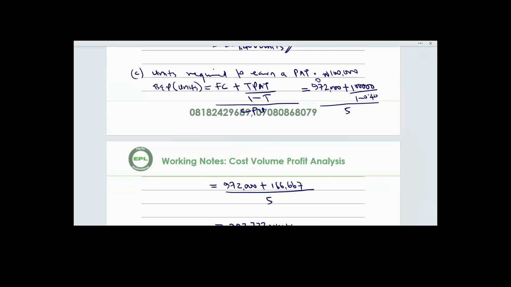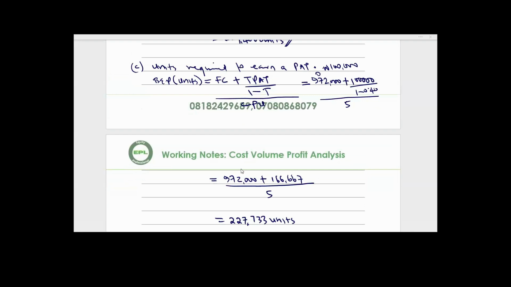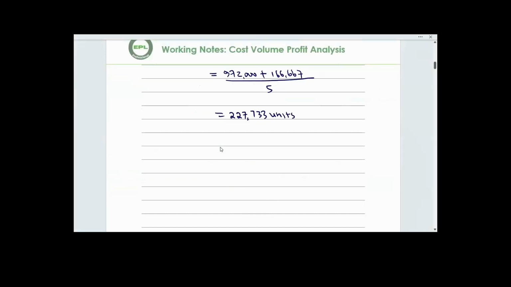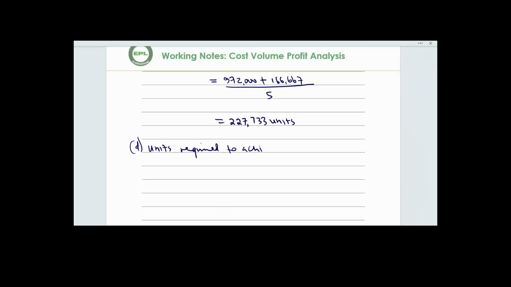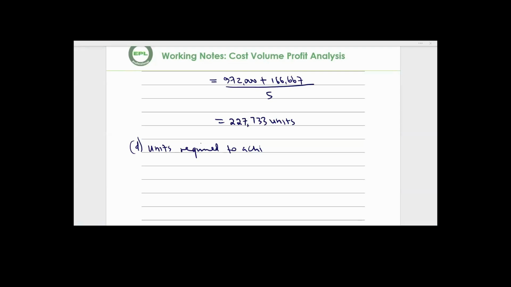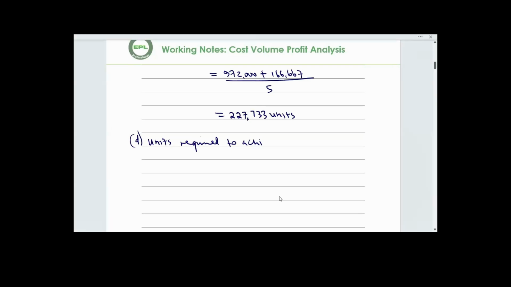Number D, the number of units required to break even if variable cost increased by 5% and fixed cost increased by 2.5%. So before you calculate your break-even points, you need to make an adjustment. So number D, units required to break even, or just the break-even point in units.